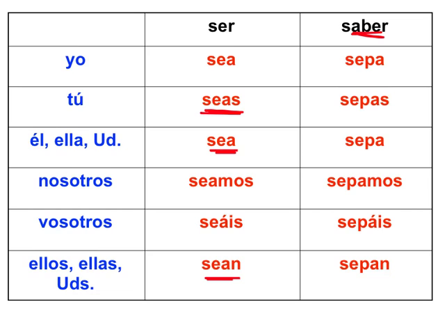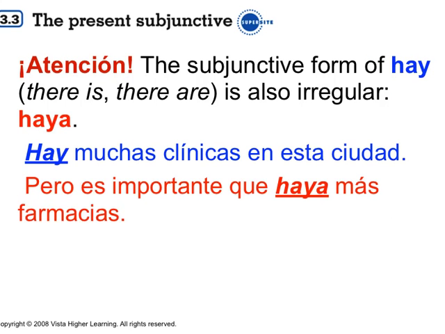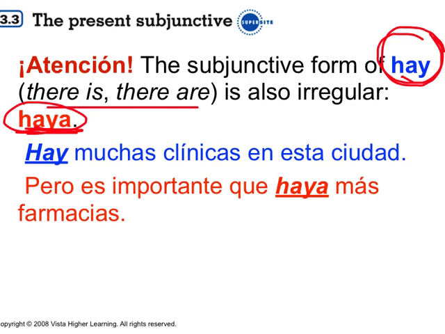Likewise, haber. To remember the impersonal expression hay, the hay that meant, where is it? Right there. There is and there are. Well, in the present subjunctive, it's haya. So hay is the present indicative, haya is the present subjunctive.